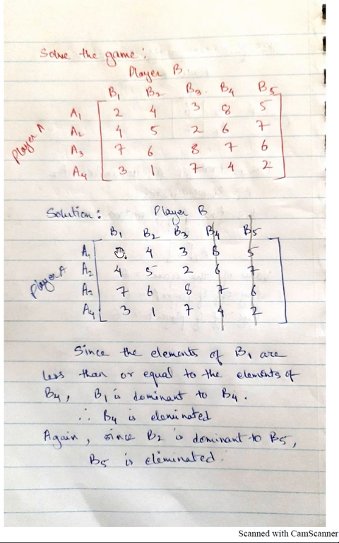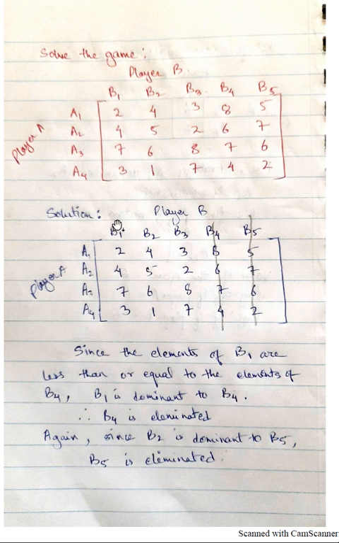So let us first compare between B1 and B4. 2 is smaller than 8. 4 is smaller than 6. 7 is equal to 7. 3 is smaller than 4. Since the elements of B1 are less than or equal to the elements of B4, B1 dominates B4.